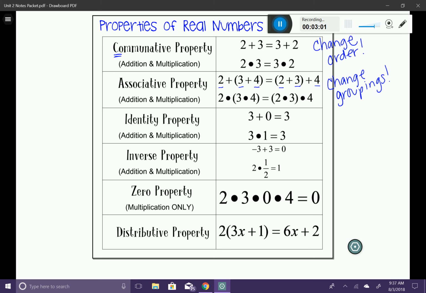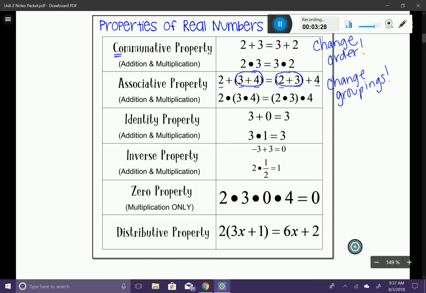Now, what do I mean by groupings? Well, the groupings are the numbers that are in the parentheses. So you can see that on the first side, I have a 3 plus 4. But on the other side, I have a 2 and a 3. So both of those groupings are different. So that is what is telling you it's the associative property. It works the same way with multiplication. You can see my example here below.